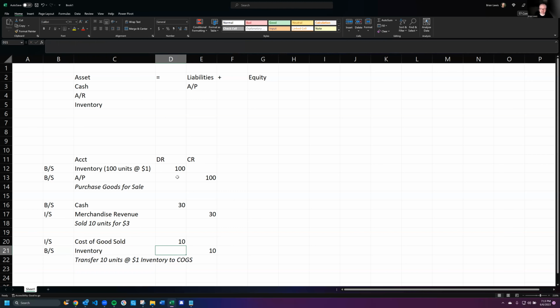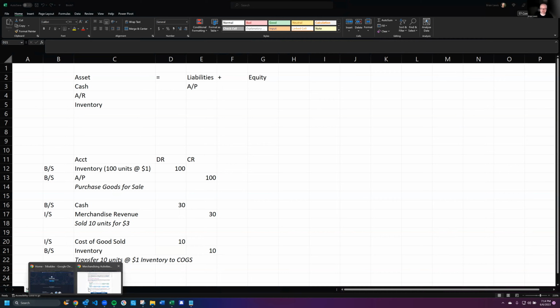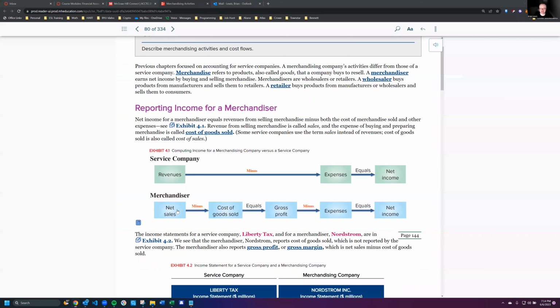So if I do a T account, I'd have $100 as a debit in inventory and $10 as a credit. So my net amount in inventory at this moment would be $90, okay? So you're just shifting things around a little bit. Now, when you look at this equation, right? So now I've dealt with my net sales. I dealt with my cost of goods sold.